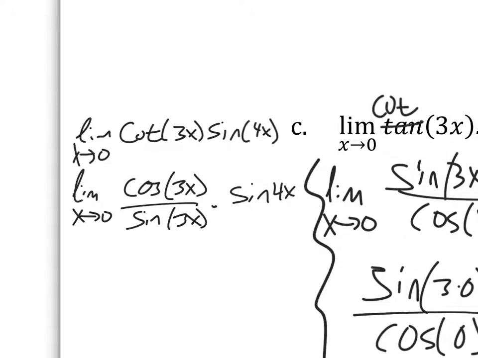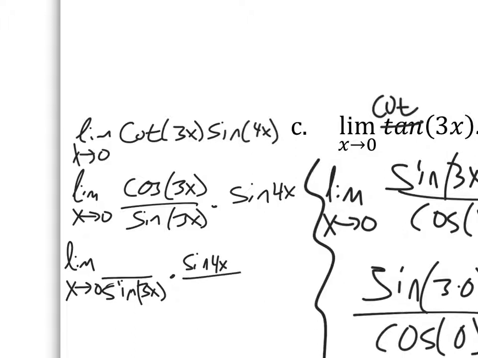All right, and so here, now when we plug in 0, we get a problem because sine of 3x is 0. Sine of 0 is 0. So if the denominator is 0, that's a problem. So what we want to do is this. We want to rewrite this as 1 over sine of 3x, and then we've got the sine of 4x over 1. I'm just going to kind of rearrange some things. And then cosine of 3x. Cosine of 3x is not a problem.